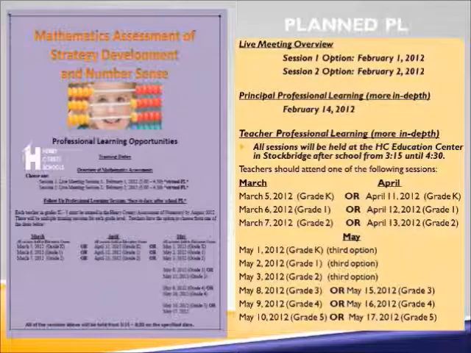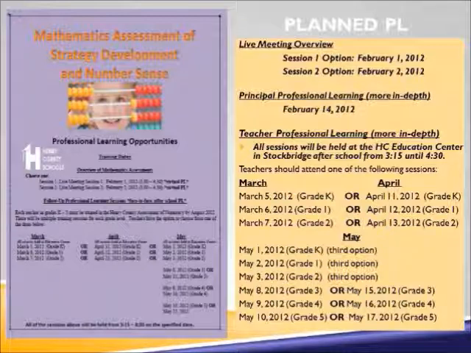We have drafted a very flexible schedule to accommodate opportunities for all teachers who will be assessing student strategy development and number sense beginning next year. And we wanted to provide this as a way to ensure that all teachers are prepared in August. So we have a number of options that are available for teachers. And if there is a situation where a teacher is not able to attend a session where their grade level is actually scheduled, all of the sessions are very similar, and they are also welcome to attend a session with a different grade level.